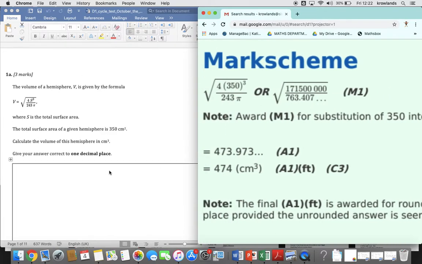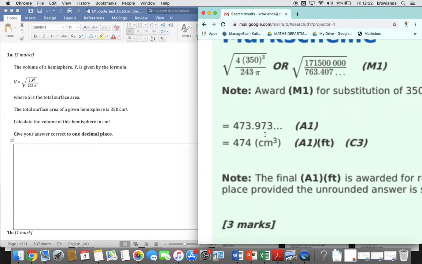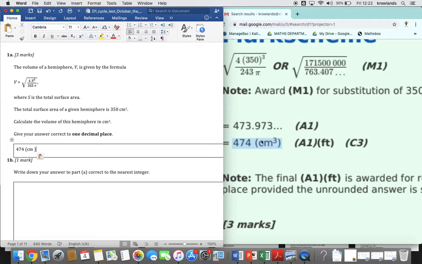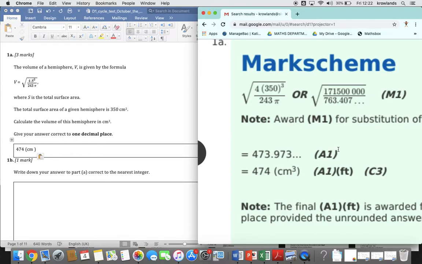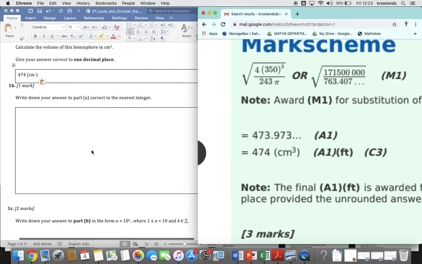You then get your next mark for writing the unrounded version, and then you get your 3rd mark for writing 474. So let's assume our answer to this is 474. You're lucky in this exam because they're in brackets. If you get the answer, in general I gave you the overall full marks, but this is not always the case. Now, 1b, correct to the nearest integer.